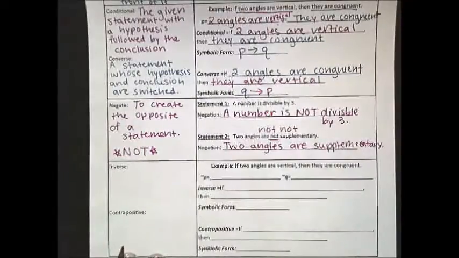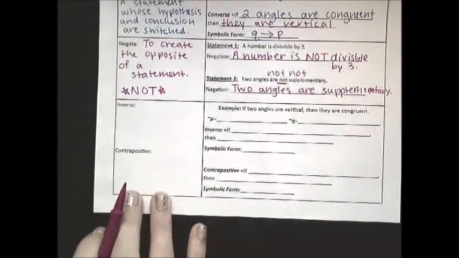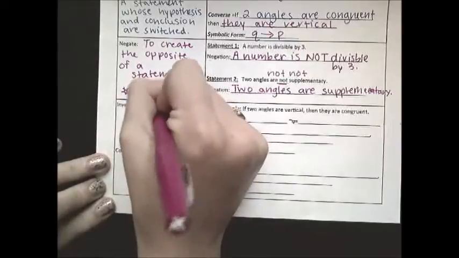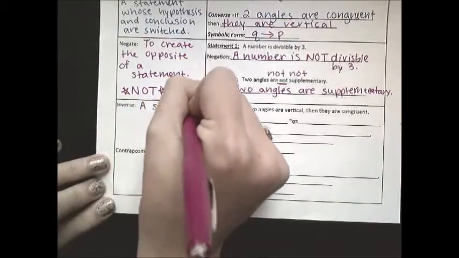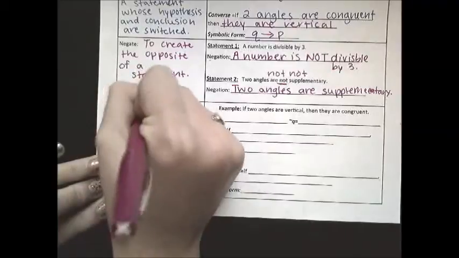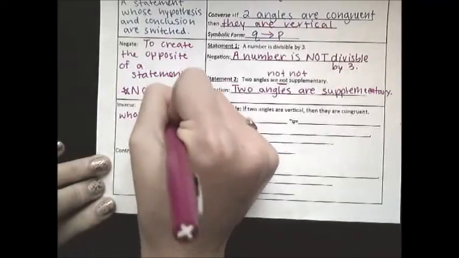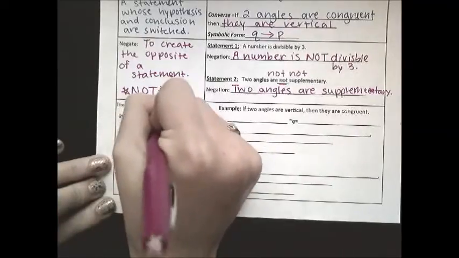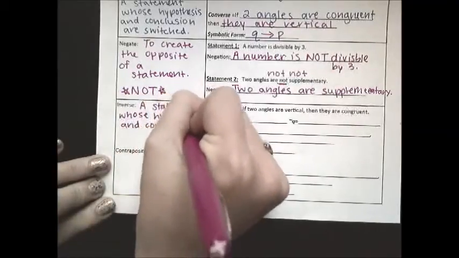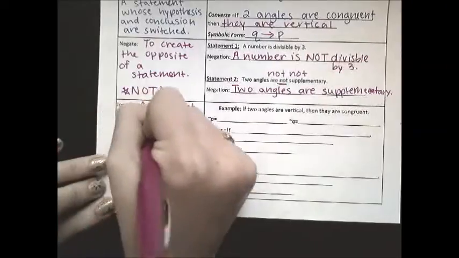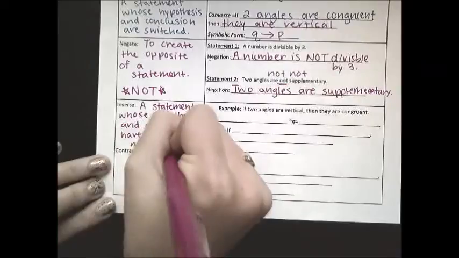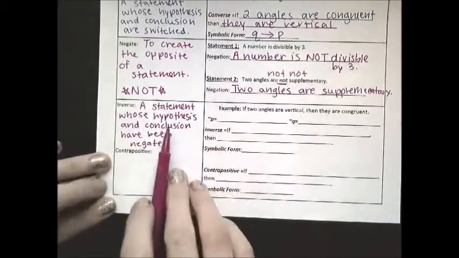All right, moving on to just a few more definitions. You guys are doing great, I'm sure. Next up, we have the inverse. So the inverse is a statement whose hypothesis and conclusion have been negated. So this is why we introduced negation up here.